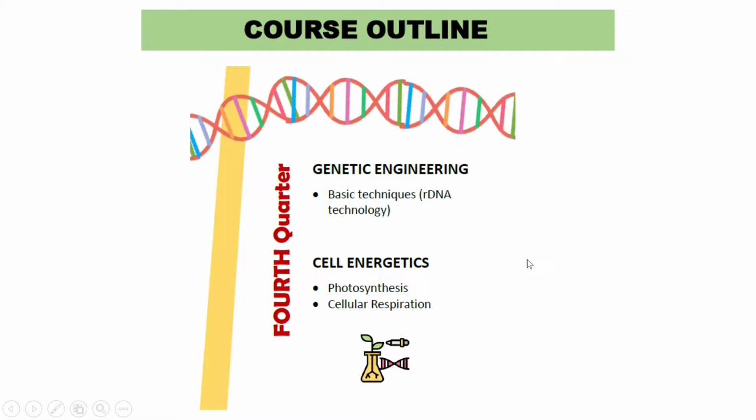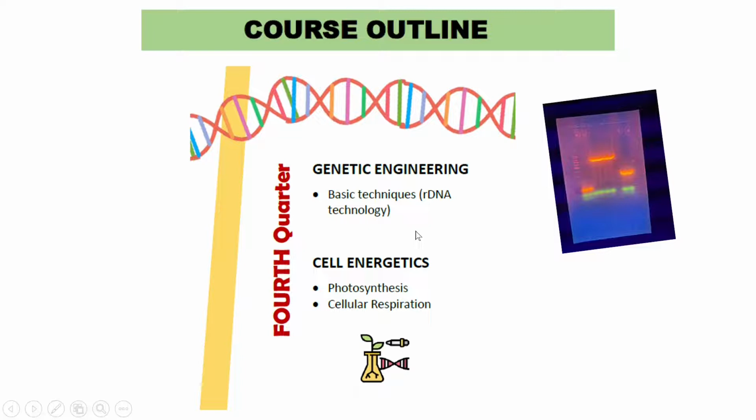Finally, for the fourth quarter in our course outline, we'll be talking about genetic engineering. This is quite exciting. We'll cover basic techniques such as gel electrophoresis. We'll also be talking about PCR, polymerase chain reaction, and several other techniques in genetic engineering or recombinant DNA technology.